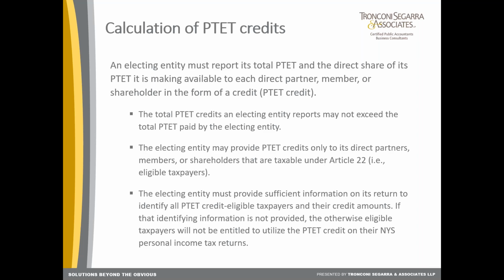The electing entity has to provide sufficient information on its return to identify all PTE credit eligible taxpayers and their credit amounts. We don't have guidance on what this is yet, but it most likely will come through on the K-1 that gets issued, or they may have an additional form that gets issued with the PTE return. We'll have to see.